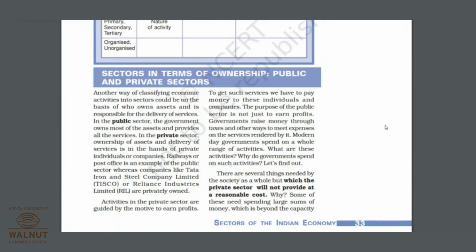Activities in the private sector are guided by the motive to earn profits. To get such services, we have to pay money to these individuals and companies. The purpose of the public sector is not just to earn profits. Government raises money through taxes and other such ways to meet expenses on the services rendered by it. Modern day governments spend on the whole range of activities. What are these activities? Why do governments spend on such activities?